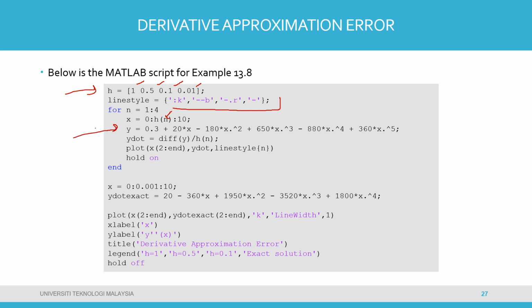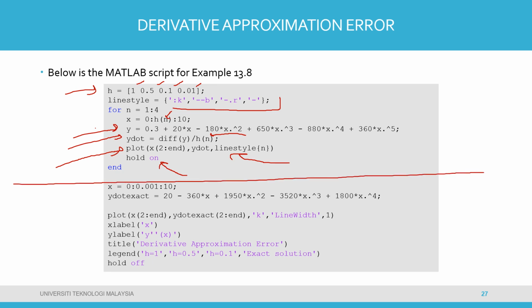Of course you insert the function here, the original function, not the derivative one. Then you differentiate the function, and of course you have to divide by the step size. Then you plot the result with the line style here, and you put hold on. Hold on is what you use if you want to plot multiple plots inside one graph. This completes the estimation of the Matlab derivative.